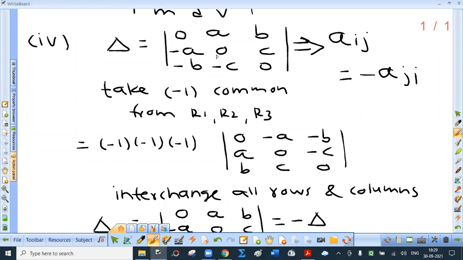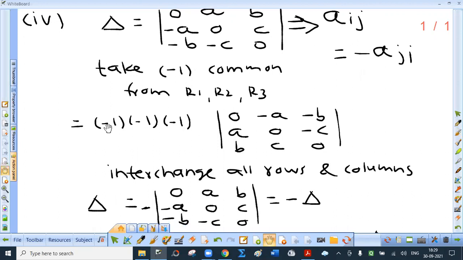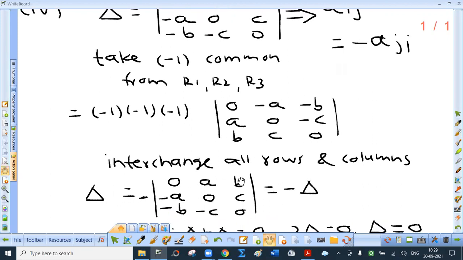Take minus 1 common from R1, R2, R3. Now you will ask me why; only then do we get the answer. When you take minus 1 common, you have to write it outside the determinant. Why 3 times? Because I have taken minus 1 common not only from R1 but from R2 and R3. I get this determinant. Now interchange all the rows and columns. Basically minus minus minus is minus. So the first row, which is 0, minus a, minus b, becomes the first column, and so on.